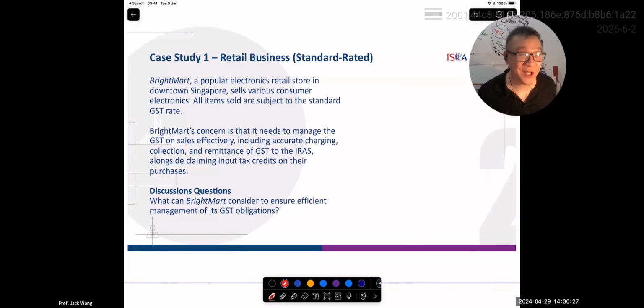Okay, so let's review some of this case study to wrap up, and then you can see the application of the different types of supplies. So Brightmart is a popular electronic retail store in downtown Singapore. It sells various consumer electronics. All items sold are subject to the standard GST rate. Its concern is it needs to manage GST on sales effectively, including accurate charging, collection, remittance of GST to IRAS, alongside claiming the input tax credits on the purchases. So how would you ensure they have an efficient management of GST obligation?